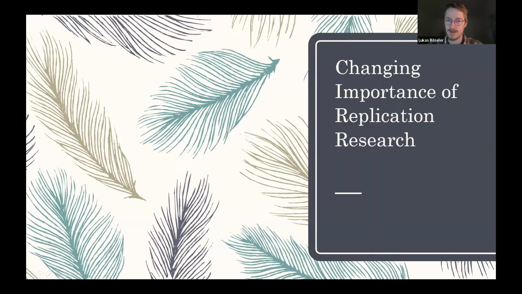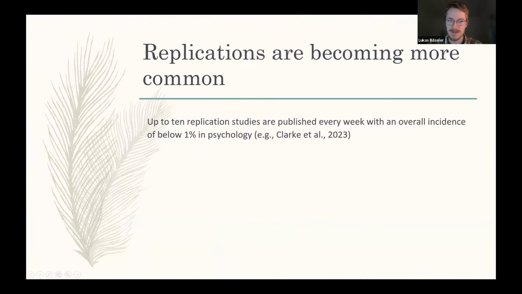So you may have noticed that replications are becoming more common. For example, I have a literature alert. It pops up every week, and it gets more and more studies. Currently, it's about 10 studies per week from all different fields, and of course, many in psychology and related social sciences, but also beyond that.